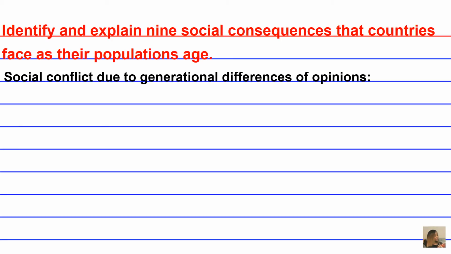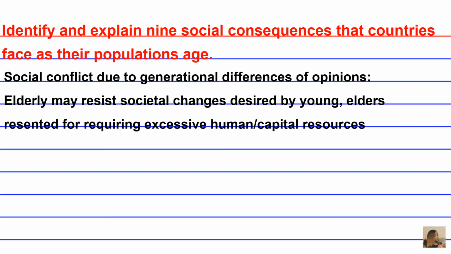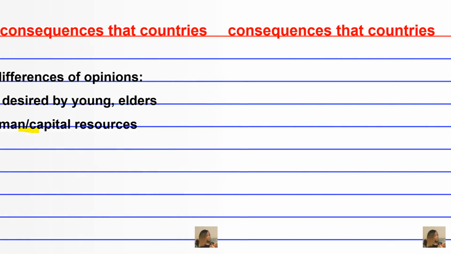Another consequence that isn't obvious until it's mentioned is a social conflict due to generational differences of opinions. So the elderly may resist societal changes desired by the young, and elders are resented for requiring excessive human capital resources.